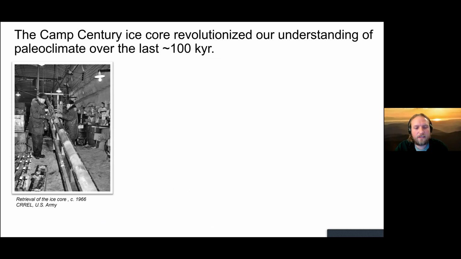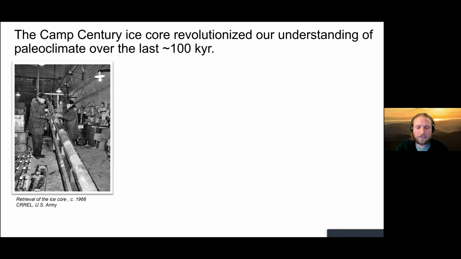And that is because at Camp Century, one of the science experiments that they were conducting was the drilling of the first deep ice core. And the Camp Century ice core was the first that was ever drilled through the entire thickness of an ice sheet and actually penetrated into the subglacial landscape.